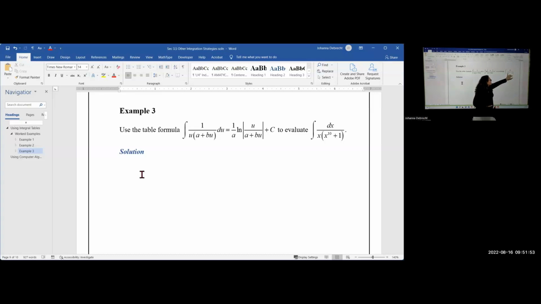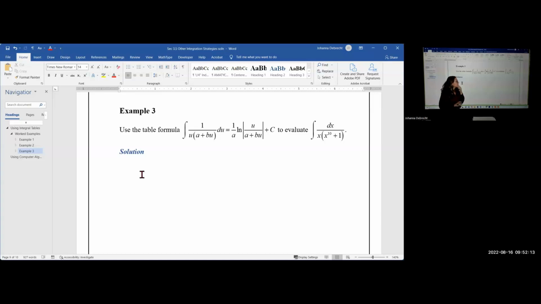Now we have dx over x times the quantity x to the 10th plus 1. Now, what would I hone in on first? Which piece would I attack first? Not the differential and not the x factor by itself. I would hone in on the part inside parentheses. So that would be my x to the 10th plus 1.